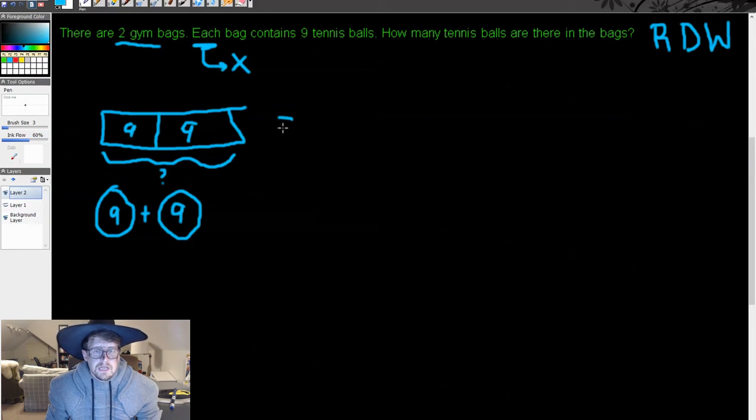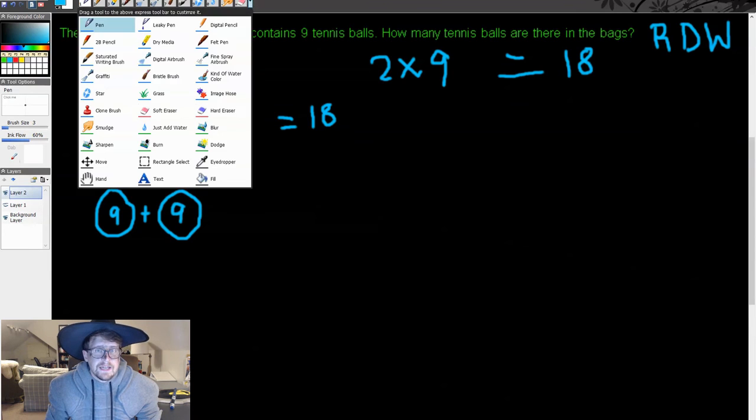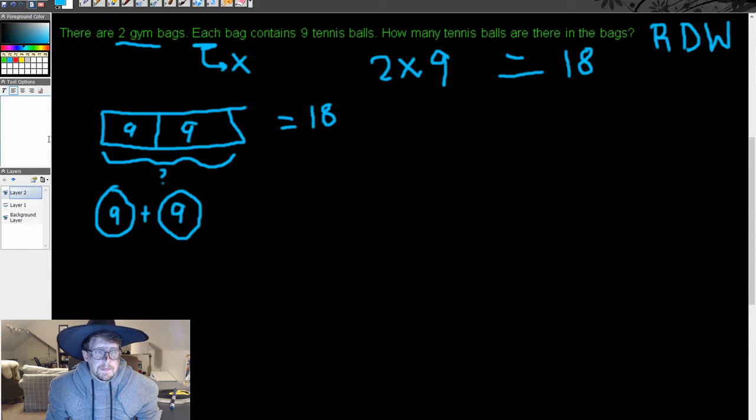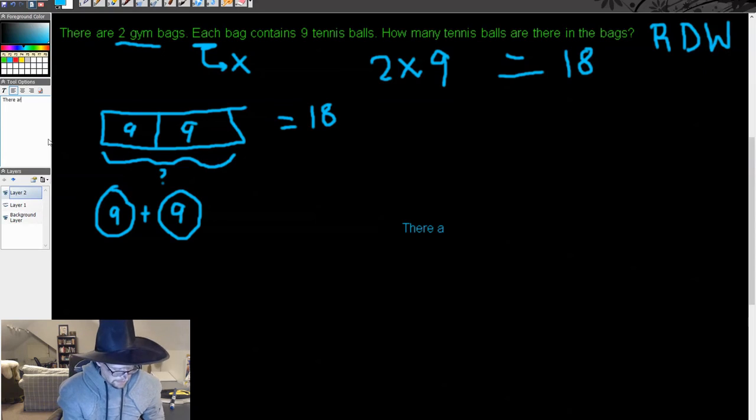Well, 9 plus 9 equals 18. Drawing it out like these 2 ways shows me that I'm looking for the product. I have the 2 factors, 2 times 9, and I'm looking for the product, equals 18. So to give my final answer here in a sentence, there are 18 tennis balls.